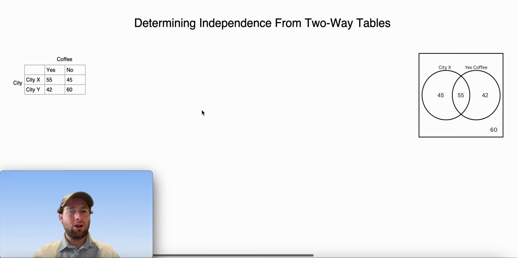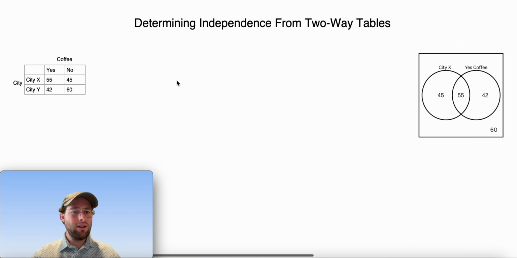All right, let's get started here. On the left-hand side, I have the traditional two-way table, and on the right side, I've represented the same information with a Venn diagram. Let's go through these and how we can interpret them and determine independence.